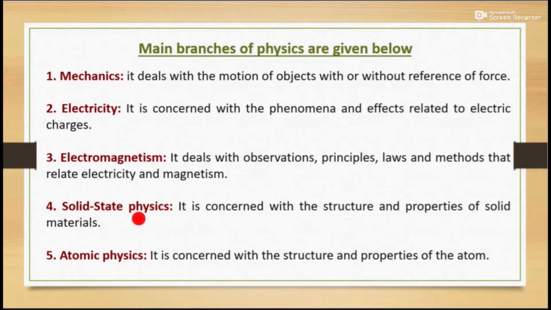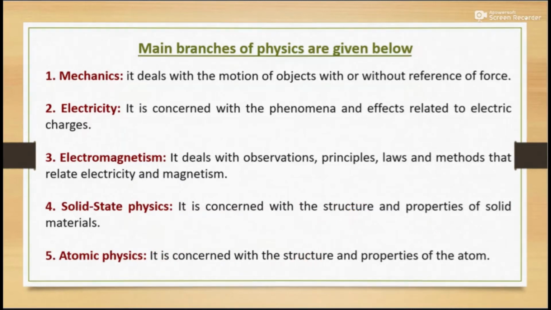Solid state physics means discussions about solid objects. It is concerned with the structure and properties of solid materials. For example, we will discuss metals, how they are made, and their atoms and structure. Next, atomic physics. It is concerned with the structure and properties of the atom. We will discuss atomic properties and the structure of the atom in atomic physics.